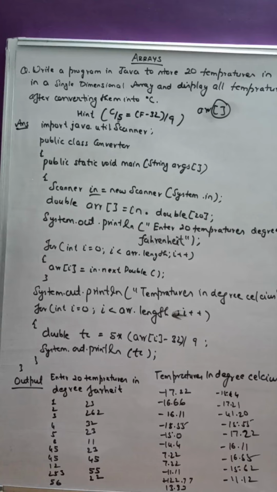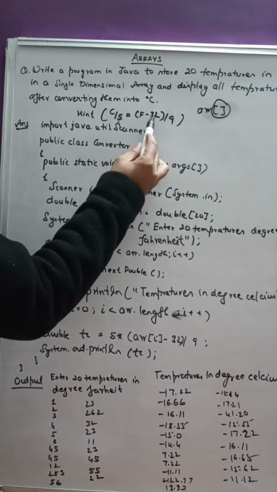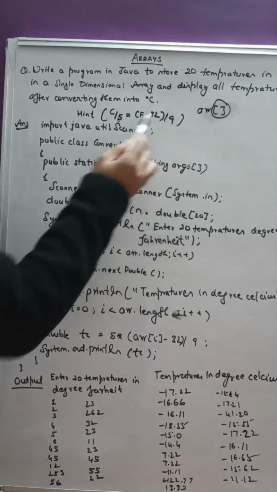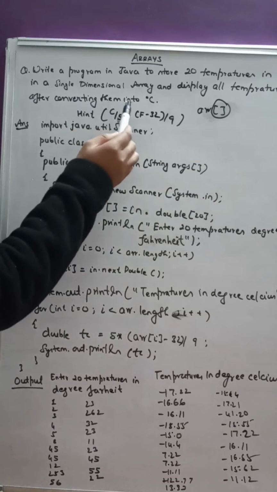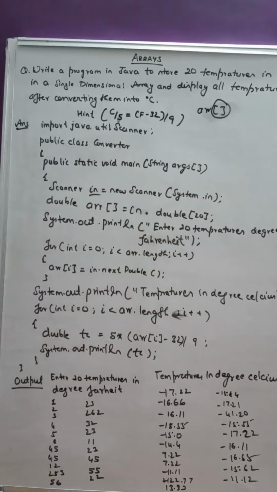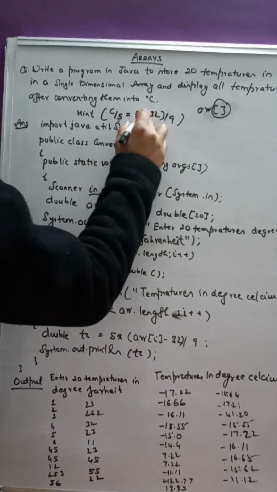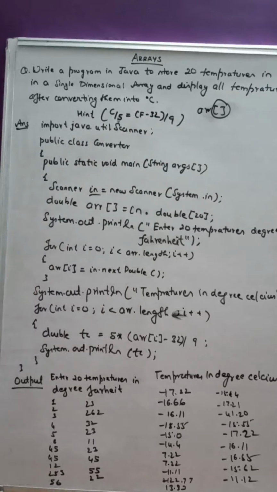The formula says that C/5 = (F - 32)/9. Over here C is the temperature in Celsius and F is the temperature in degree Fahrenheit. So this formula will be used. Now let's discuss the program.